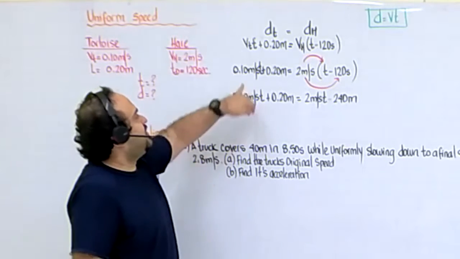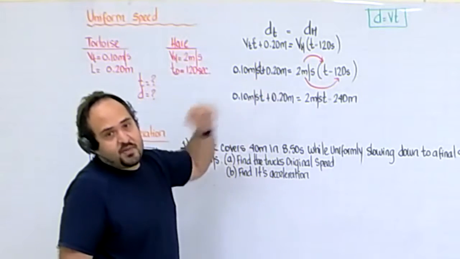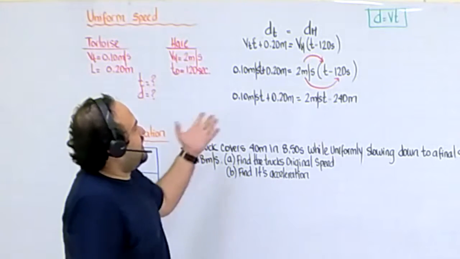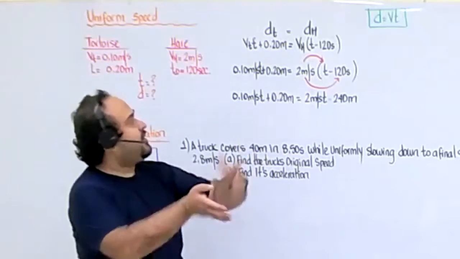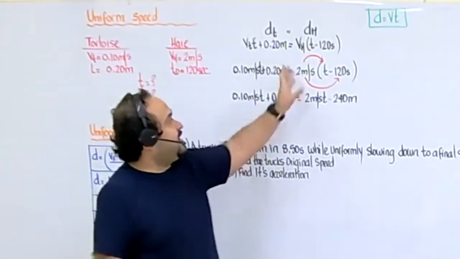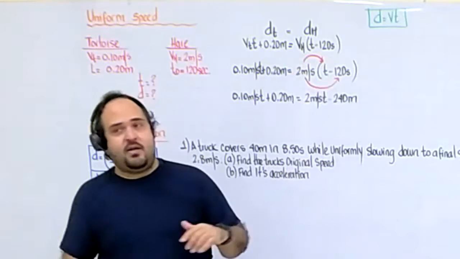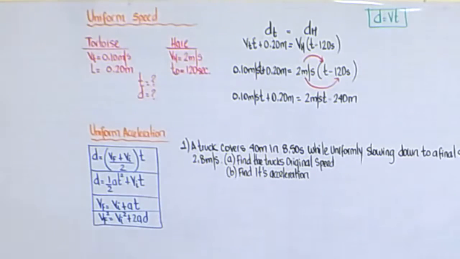Velocity of the turtle, 0.10 meters per second t, plus 0.20 meters that represents the distance of the shell, equals the velocity of the hare, which is 2 meters per second. Remember, 20 times faster than the turtle. And we're going to apply the distributive property to the quantity of t minus the 2 minutes, that's the delay time, or 120 seconds.